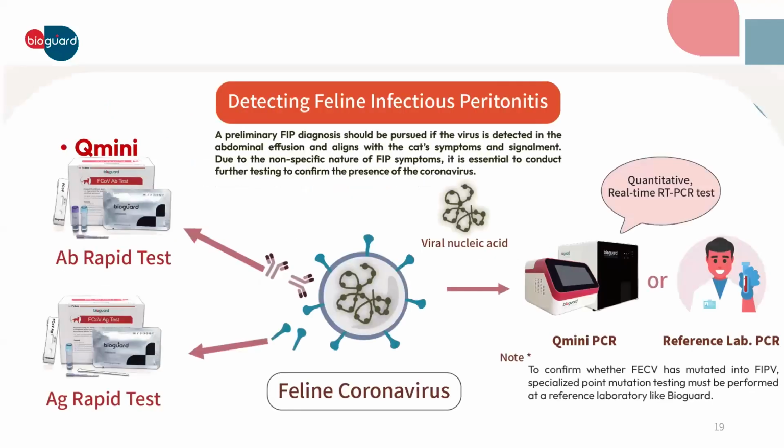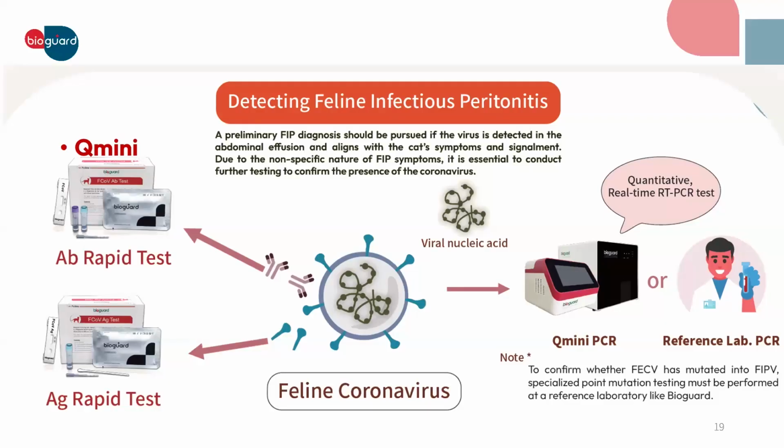So as I said, at Bioguard we have developed all these tests, starting with the antigen and antibody tests in the form of lateral flow immunoassay, as well as PCR tests for FCoV detection. However, as I say, feline FIP is a very specific disease that can further be identified through the reference lab when the results are not easy to diagnose through these available in-clinic tests.